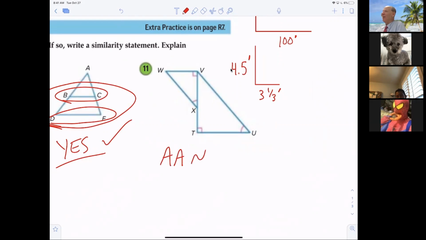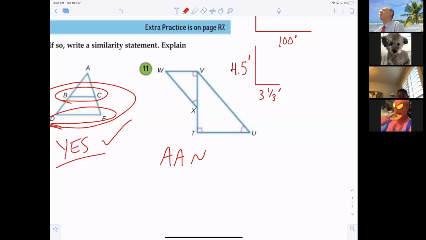Angle, similarity. Wait. Hold up. I'm eyeballing it, right? They just flipped it. Wait a minute. Stop. Hey, no, not yet. Not yet. Let me get some control.